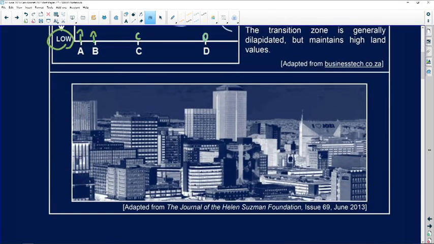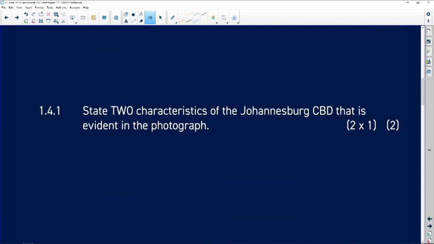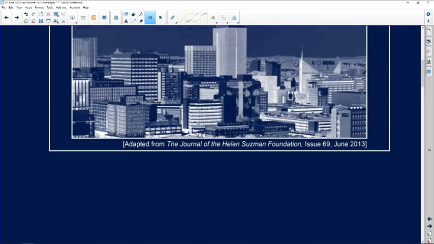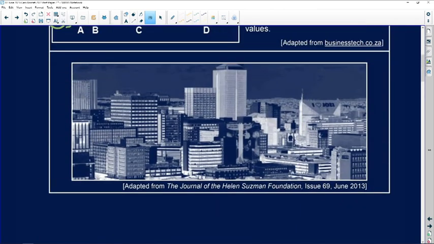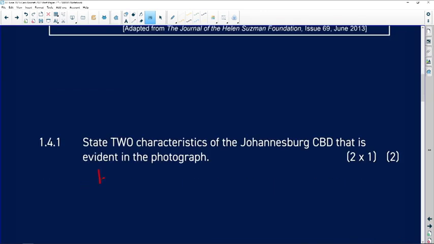Here we can see the CBD of Johannesburg. There's the Carlton Centre. State two characteristics of the Johannesburg CBD that's evident in this photograph. Immediately we can see the skyscrapers, the tall buildings. And we can see it's densely built. Many buildings in a small area. High density buildings. And we have very tall buildings.